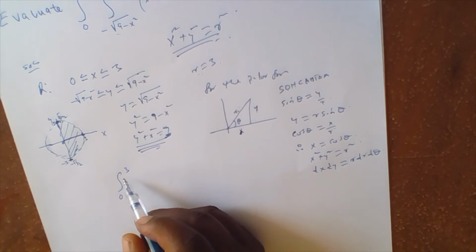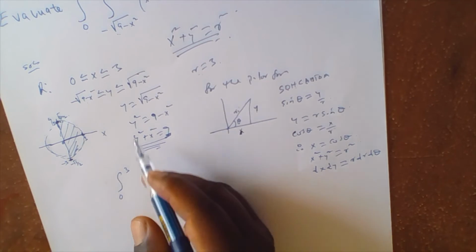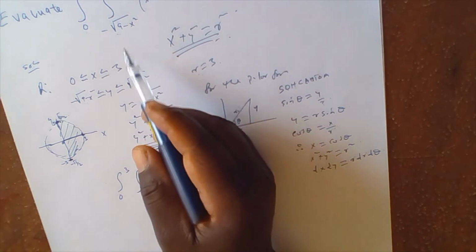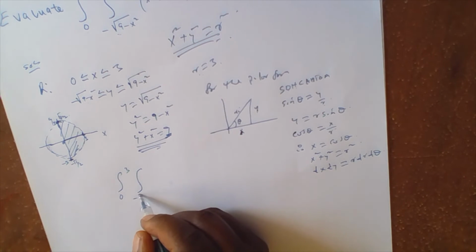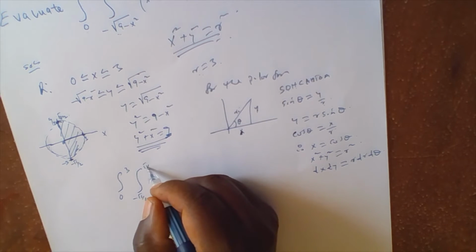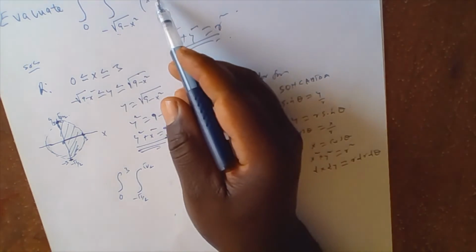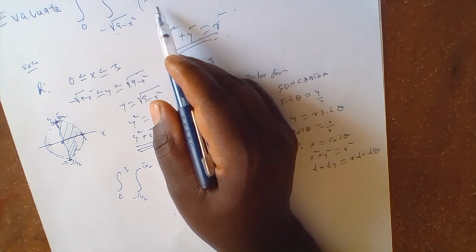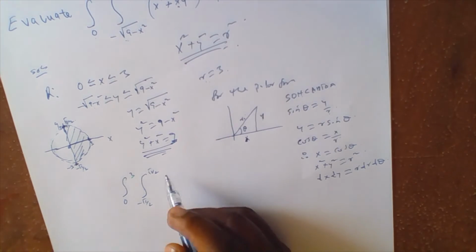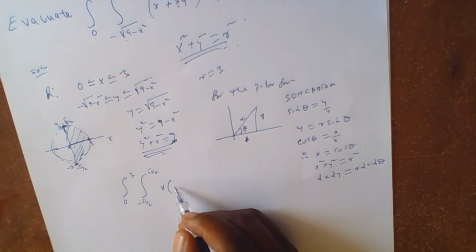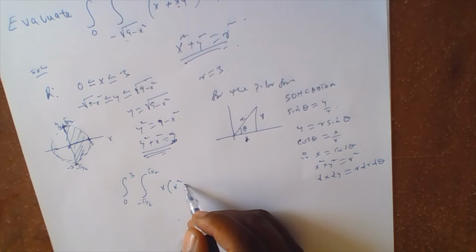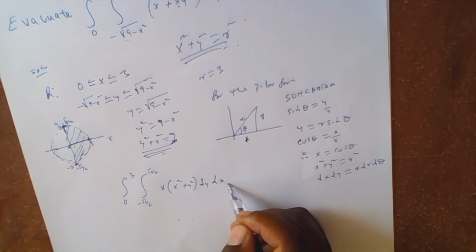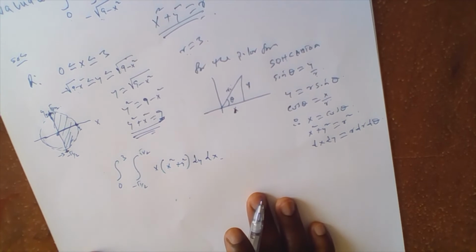Then r is 3, then this one changes. The integral from this, which is now negative pi to positive pi. Then here x, so we can factorize out x here. We factorize out so that we have x into x squared plus y squared dy dx.